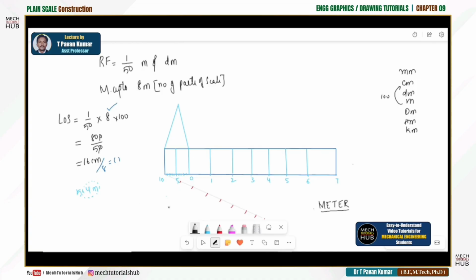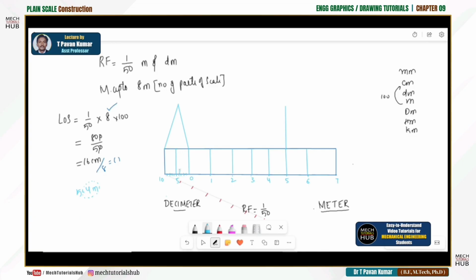Then the subdivision, 1 meter is equal to 10 decimeters. So on this decimeter scale, underline it. In between write RF, which is equal to whatever is given to you in the question, 1 by 50. Now you can mark whatever is required. For example, 5.4 meters, 5 meters and 0.4 somewhere here.